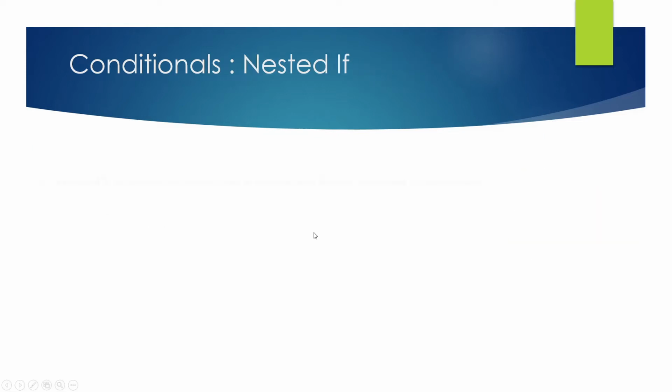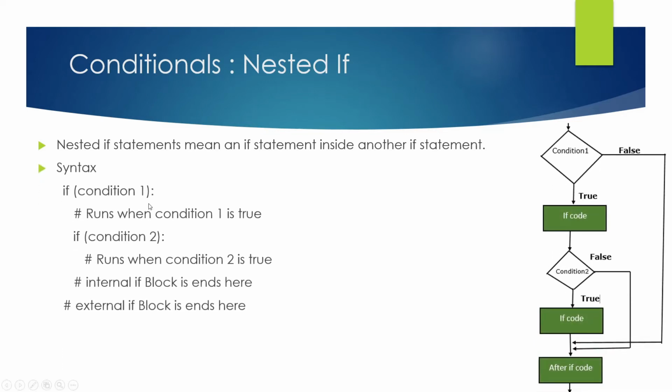Let's move on to the nested if. Nested if statements mean an if statement inside another if statement. How does it work? Let's try to understand it through the syntax and the diagram. If there is an if condition, it runs when condition 1 is true. It will move to the second condition, which runs when condition 2 is true. The internal if block ends here, the external if block ends here. You need to understand the scope of the code blocks. So this if block ends over here, and for this block the control ends over here. After that you can use other things like elif, which we'll discuss in the next slide. Now try to understand this through this flowchart.